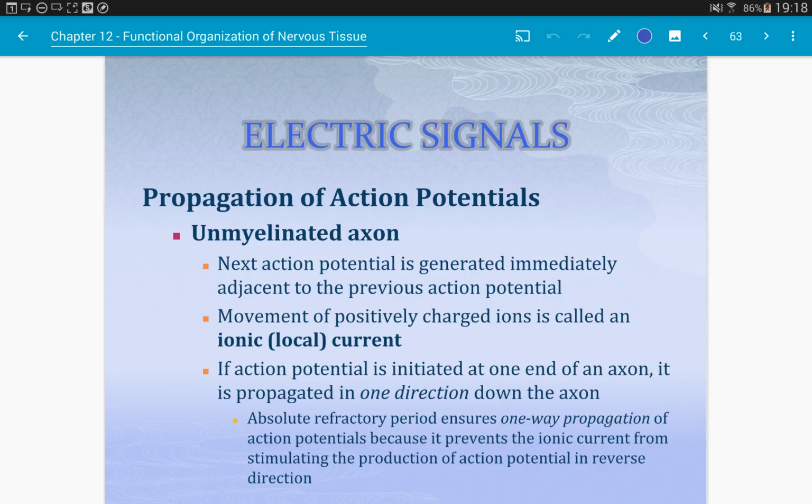So first, we're going to talk about how an action potential spreads on an unmyelinated axon, because it is different than how it spreads on a myelinated axon.